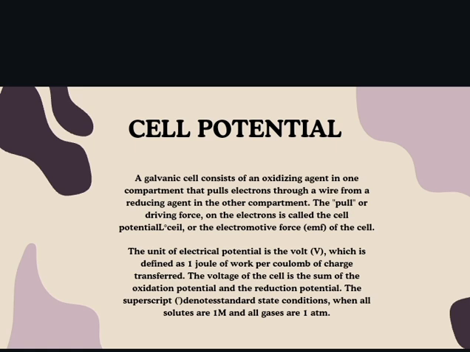The unit of cell potential is the volt, which is defined as 1 joule of work per coulomb of charge transferred. The voltage of the cell is the sum of the oxidation potential and the reduction potential. The superscript denotes standard state conditions, when all solutions are 1 M and all gases are 1 atm. Cell potential is the measure of the potential difference between two half cells in an electrochemical cell.